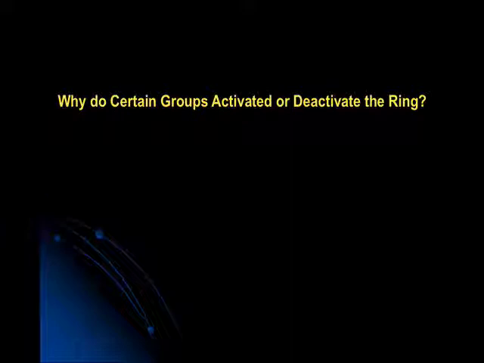So now in your own words, I want you to take just a couple of minutes and write for me a few sentences. Why do certain groups activate or deactivate a ring? And I want you to turn this in to me at the end. So write it on a clean piece of paper. I want in your words why certain groups activate and deactivate the ring. You need to be able to understand this at the I-can-say-it-in-English level.